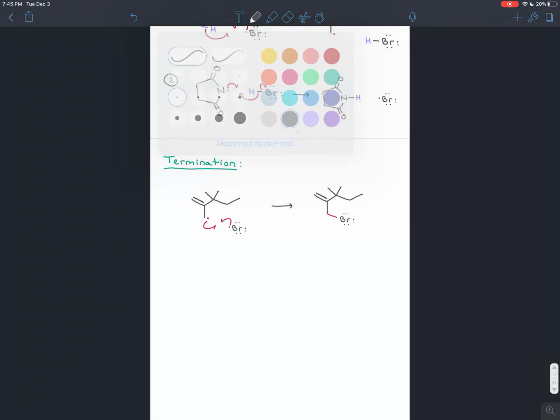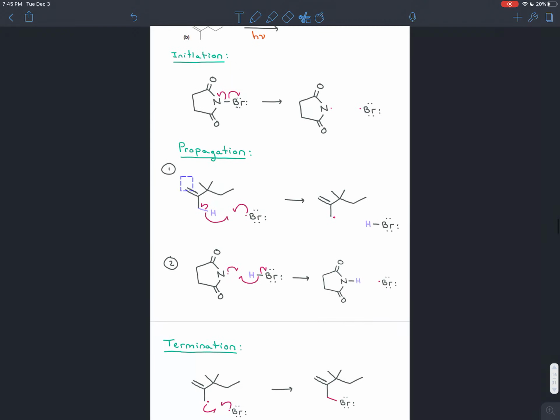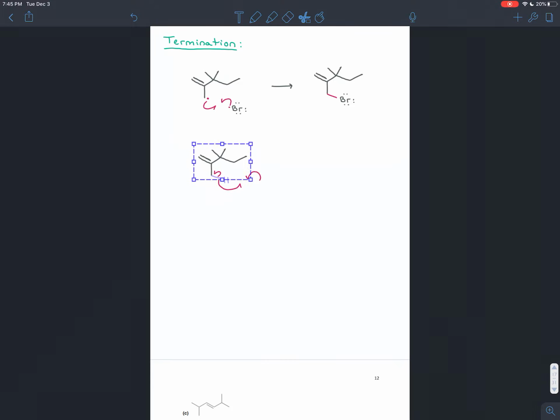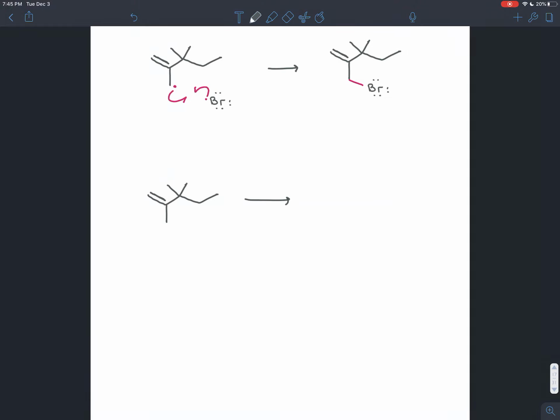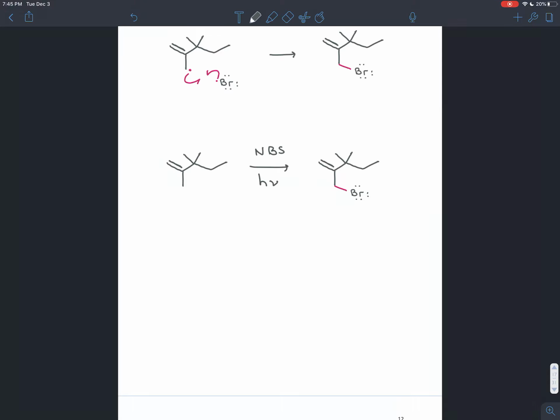Notice that when you think about this reaction overall, what did you accomplish? What did you start with? What did you end with? We started with this alkene. We treated it with N-bromosuccinimide and light, H nu, and what the product was, we added bromine onto the allylic carbon. The allylic carbon that had a hydrogen on it.